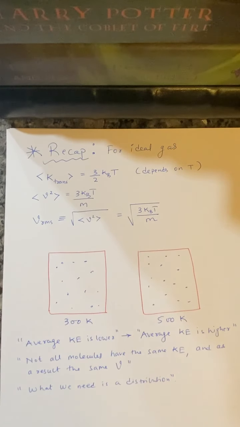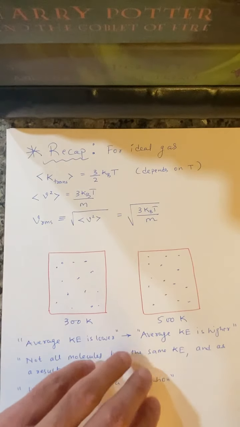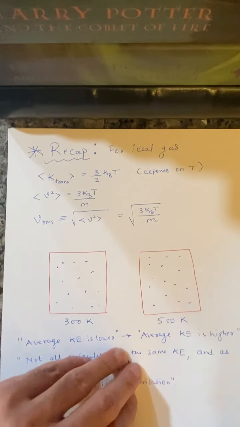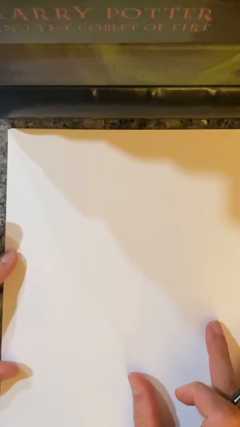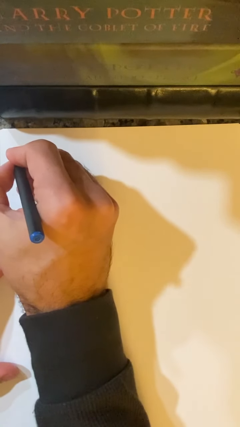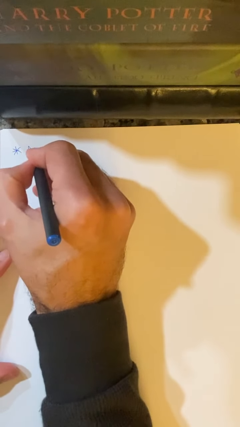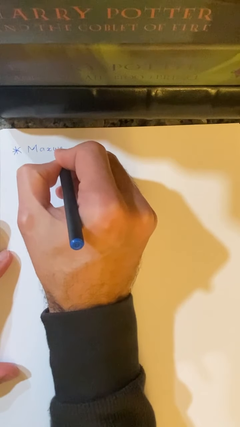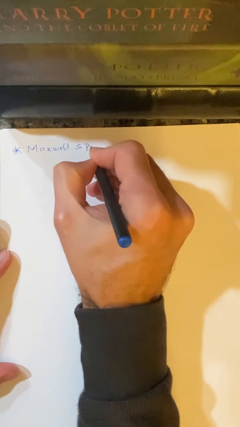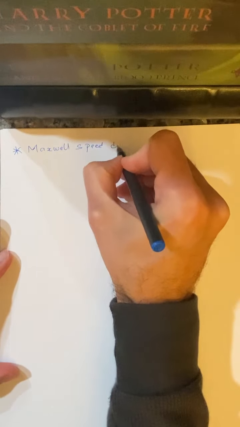This is pretty much a recap. You all know most of these things from what you have done so far in the class. I'm going to take off this slide. Let's start the section: Maxwell speed distribution.